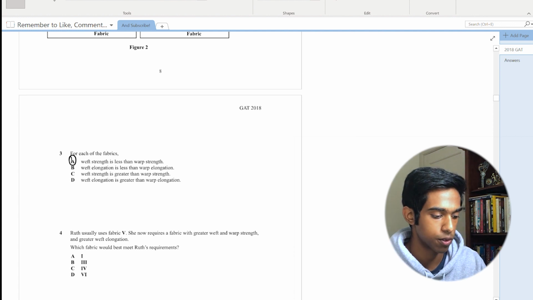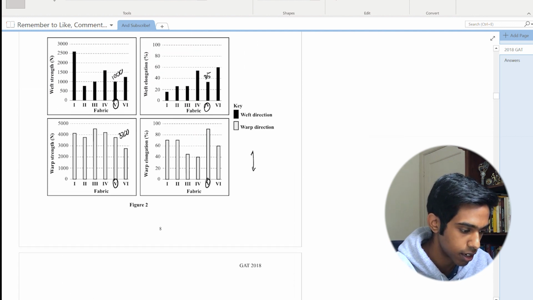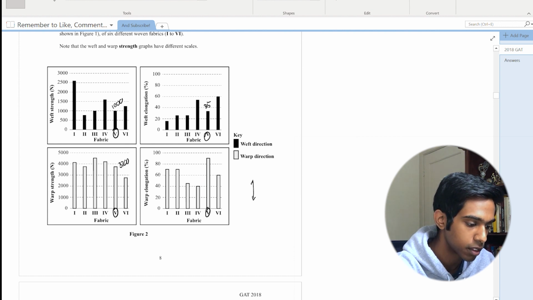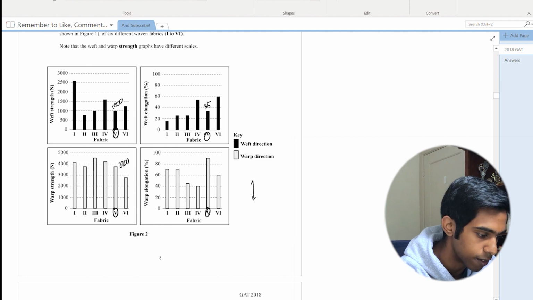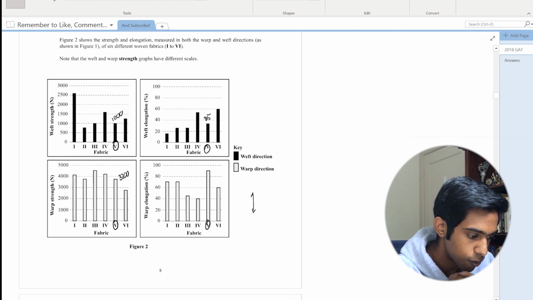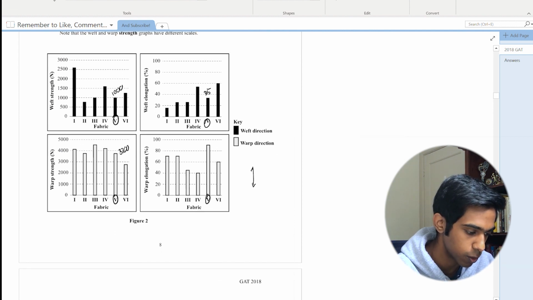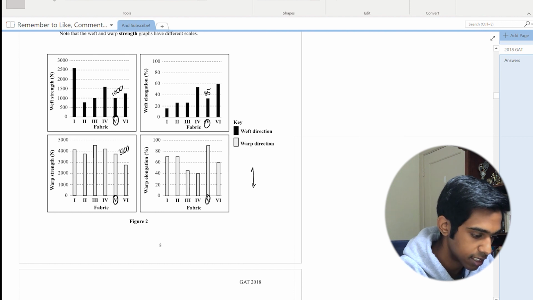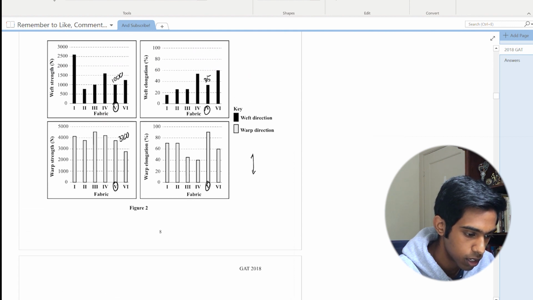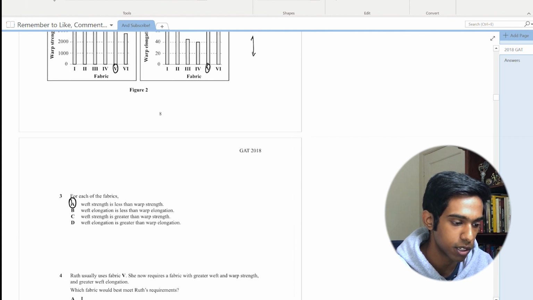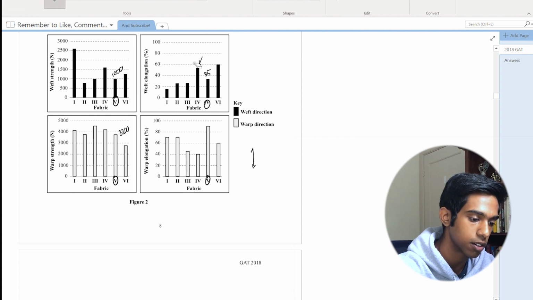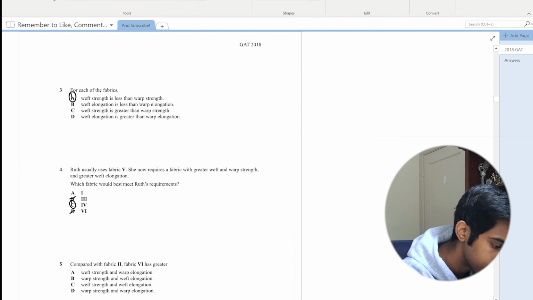Which fabric would best meet Ruth's requirements? There's 1, 3, 4, and 6. Okay, so out of 1, 3, 4, and 6, 3 does not have a greater weft strength, so it can't be 3. 4, 1, and 6 all have greater weft strength, so we'll look at warp strength. And 6 does not have a greater warp strength, so we can cross out 6. Now we're just left with 1 and 4. So we're looking at weft elongation, and 4 is the only one with a longer weft elongation here. So this one would be 4.